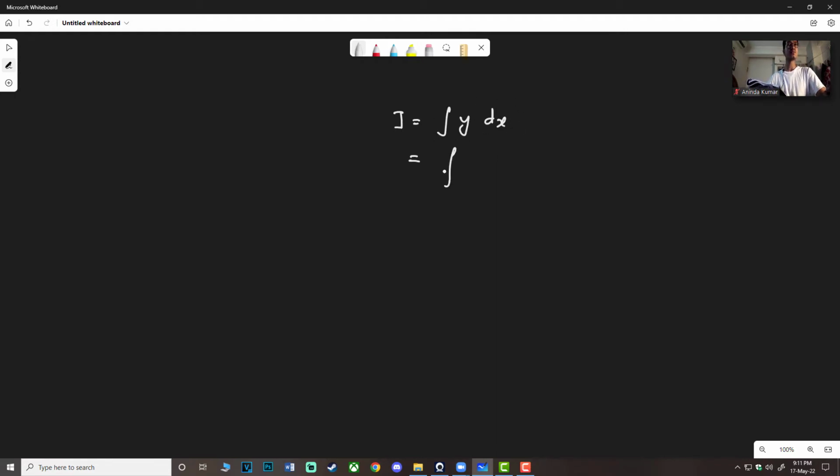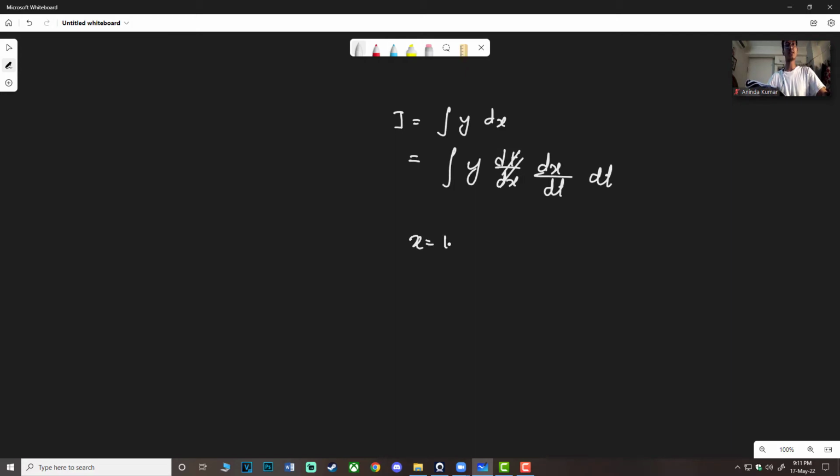So y is a function with respect to x, so we put y as it is, but we can't keep dx here. We have to put dt. In order to do that, we have to put dx by dt into dt. So let us see this example to see how exactly this works.